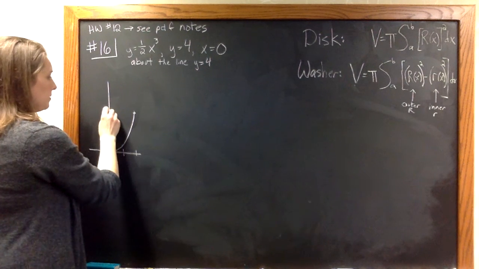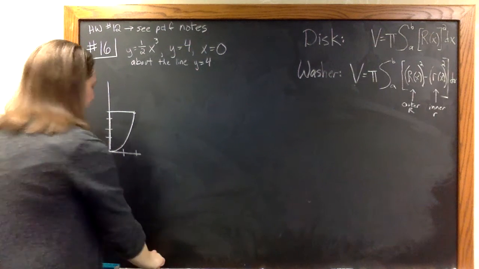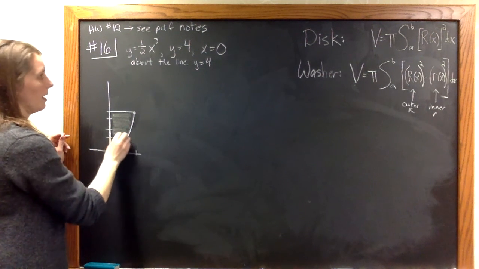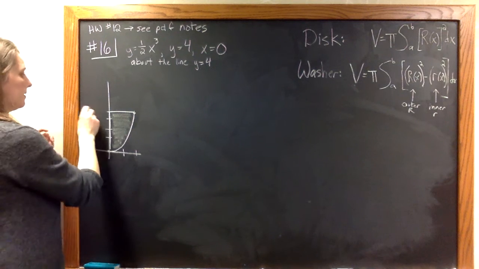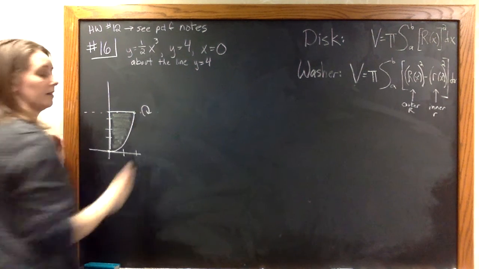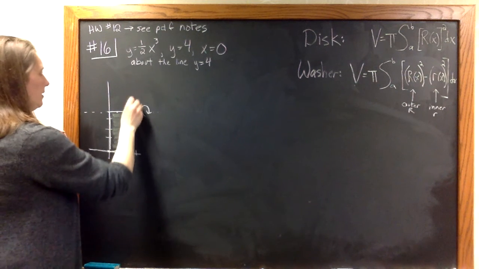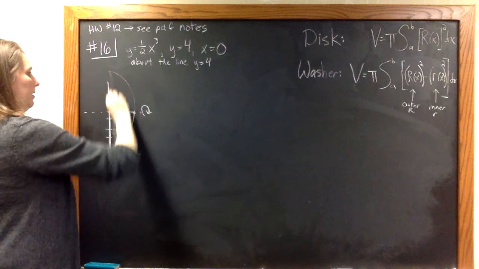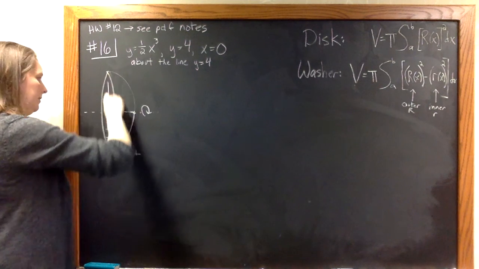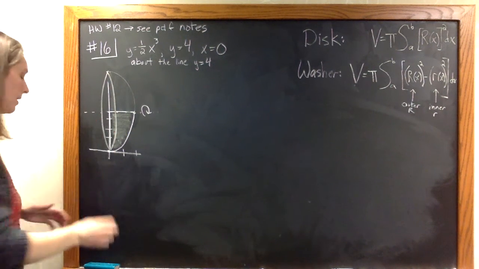The line y equals 4 is here. X equals 0 is here. So this is our region that we are taking. And we want to rotate this about the line y equals 4. So this is our rotation. So when we do that, we're going to wind up with this thing, except it's a three-dimensional shape. So hopefully you can see what that looks like.